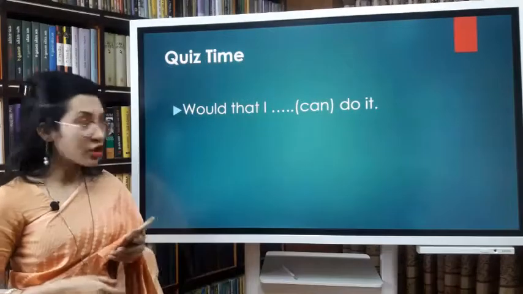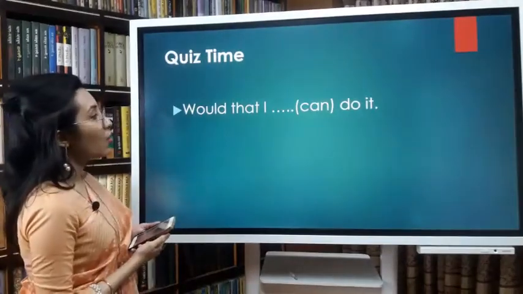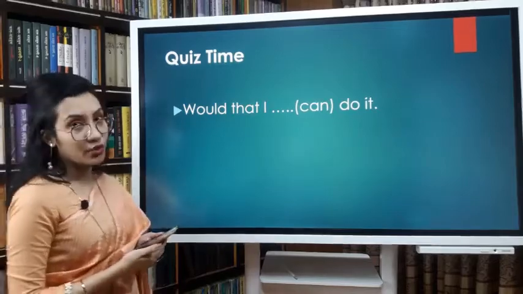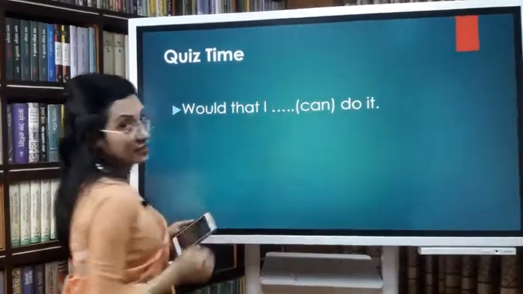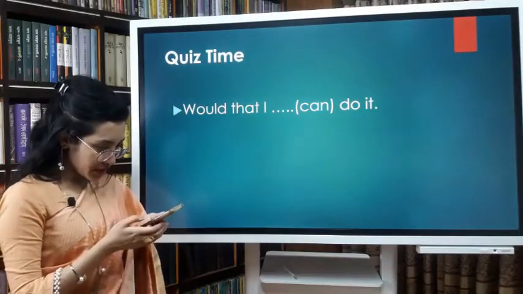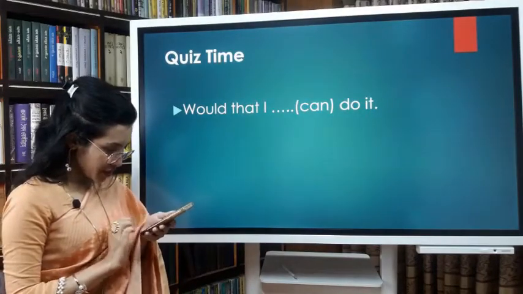Now it's time for a short quiz. Our question is, would that I can do it. You have to use the correct form of the verb can in this blank. Tell me the answer, send me the answer in your comment section.